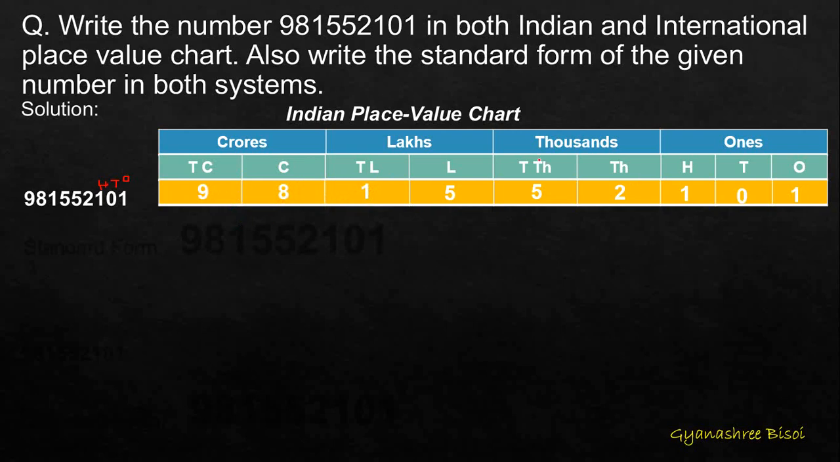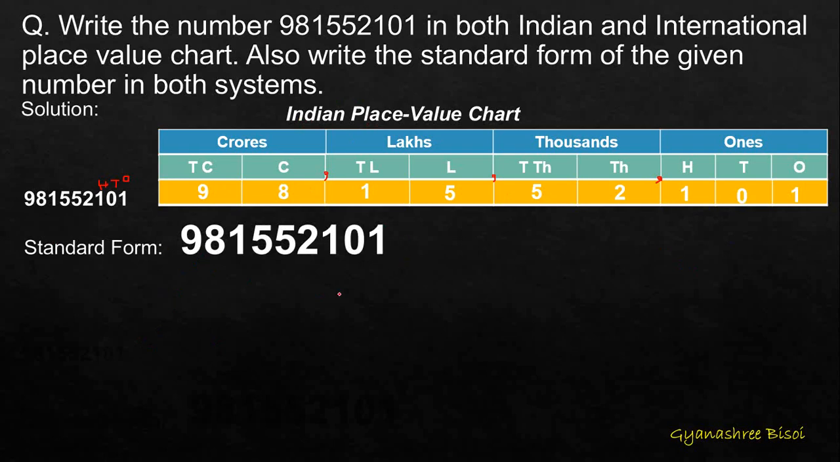We know that the periods are separated by commas. So at the end of the ones period I will put a comma, then to separate the thousands period I will put a comma, and at the end of the lakhs period also I will put a comma. Now I will write the standard form according to the Indian place value system. This is the number which has been given to me.